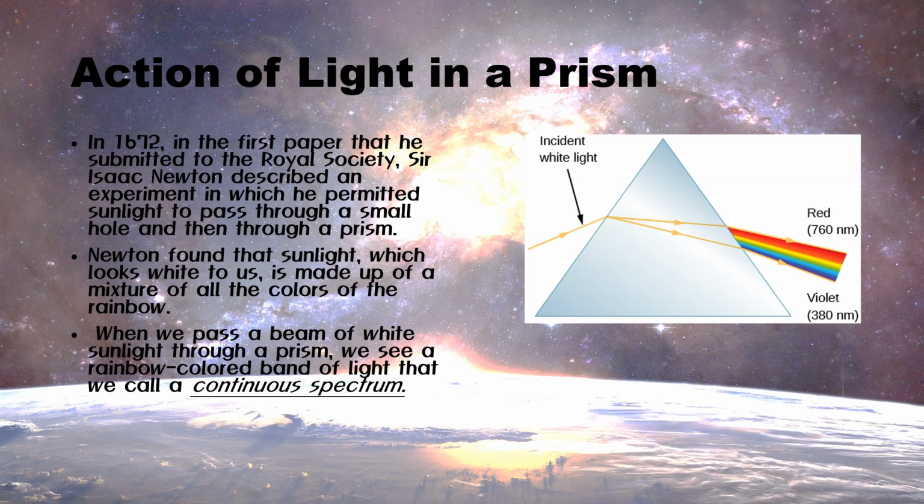When sunlight passes a beam of white light through that prism, we can see a rainbow colored band of light that we can call a continuous spectrum. As we see here, you can see it's one color going right into another. There's no real end to that spectrum. You don't have distinct points in it. It doesn't have a hard stop at red and then a hard stop at orange. Instead, it seems to blend through this color spectrum.